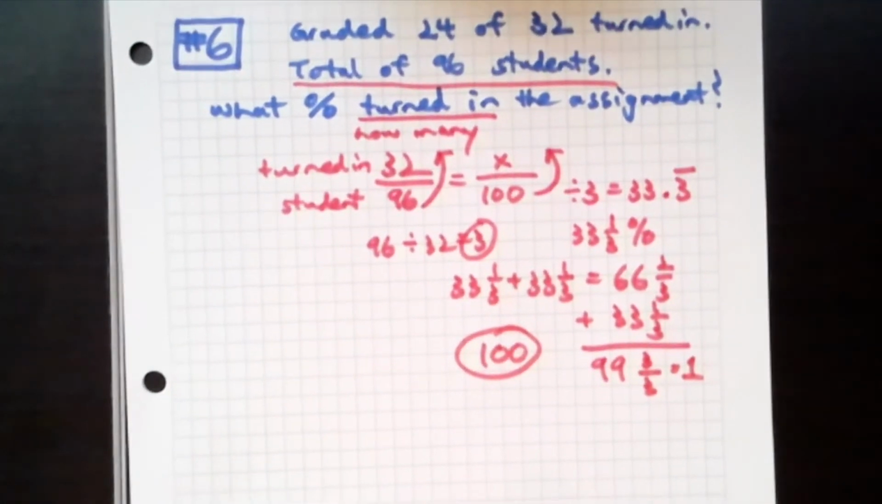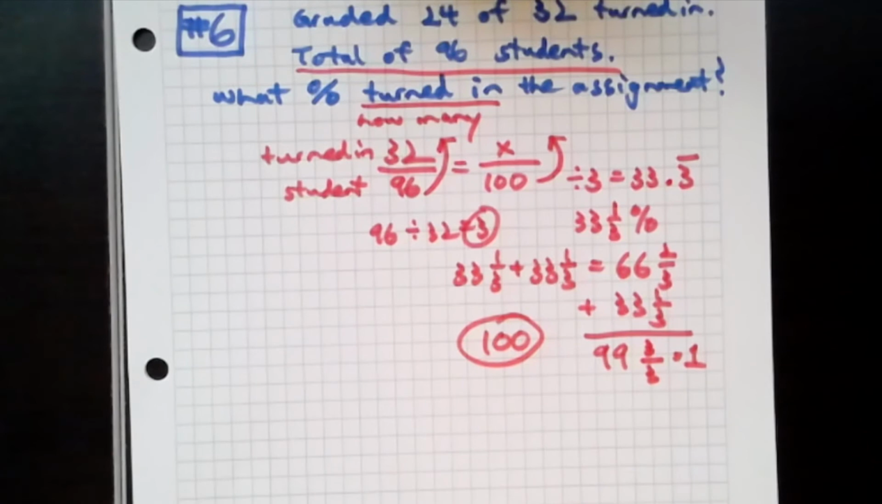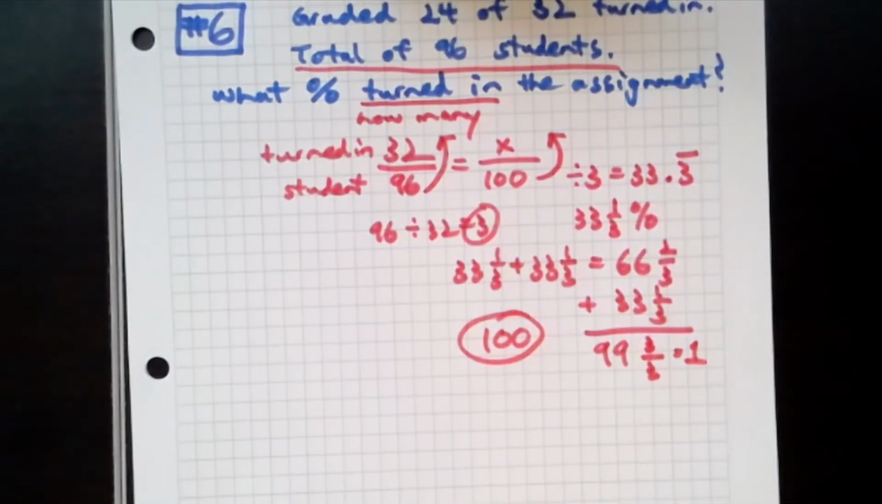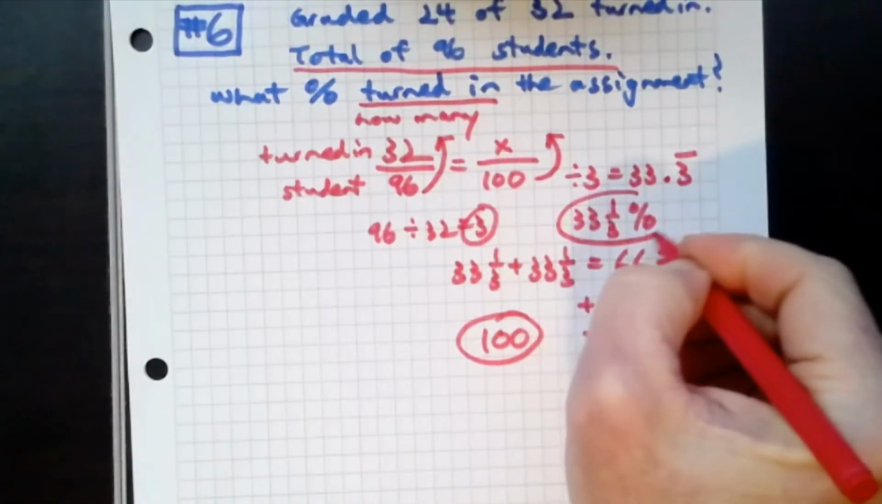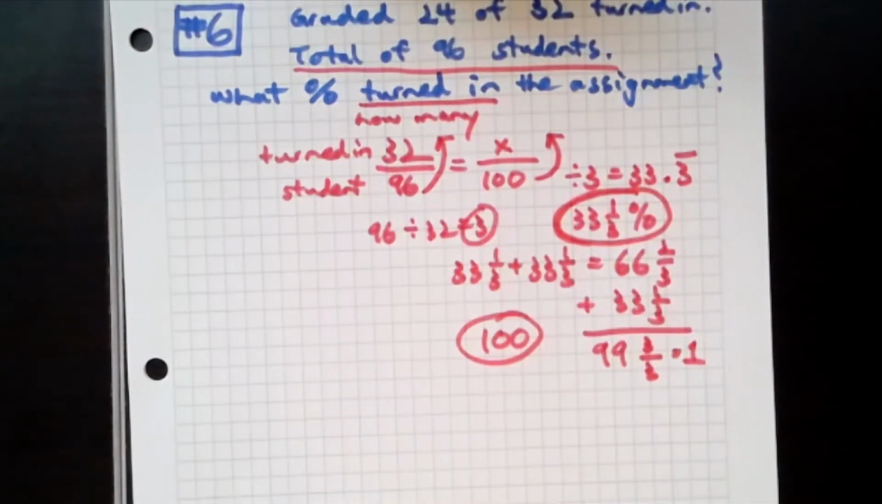And that's a case where using a decimal is probably a bad idea, but we get the idea. What percent? 33 1/3% turned in the assignment. There is our answer. And that was number 6. Get ready for number 7.